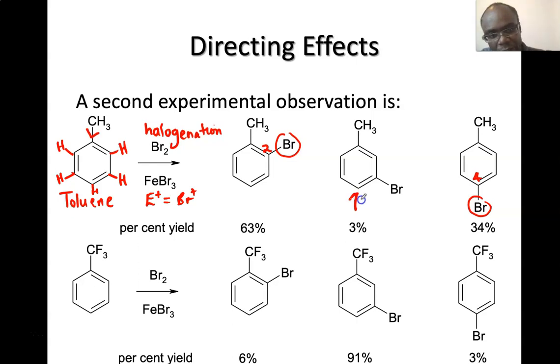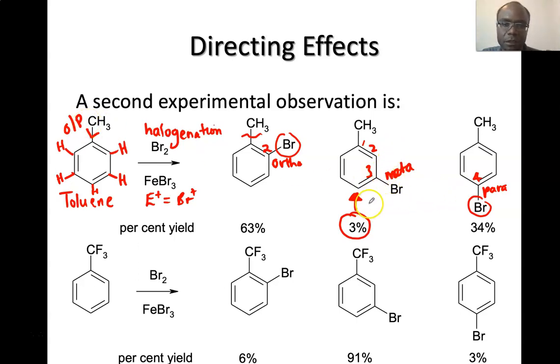I want you to pay attention here. The third position over only gave 3%. This position is called meta. So the meta product was not favored. But the ortho, we said ortho is next door to the reference group. Meta is like after 2 carbons. Para is the substituent sitting on the 4th. So in other words, whenever you have an alkyl group, most likely the electrophile will end up on the ortho and the para position than the meta position.